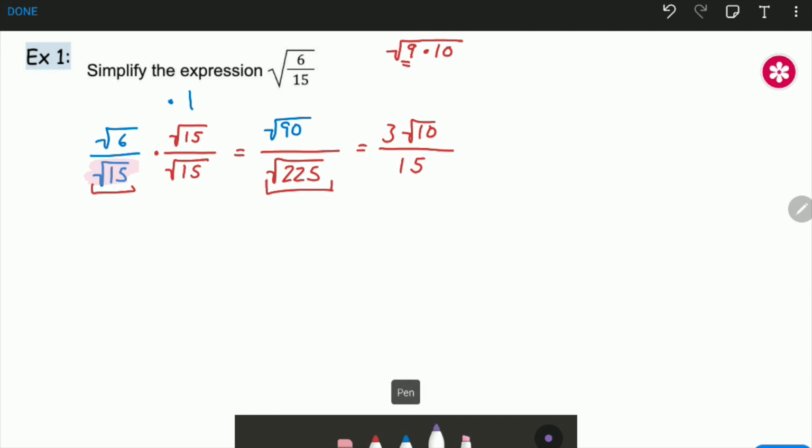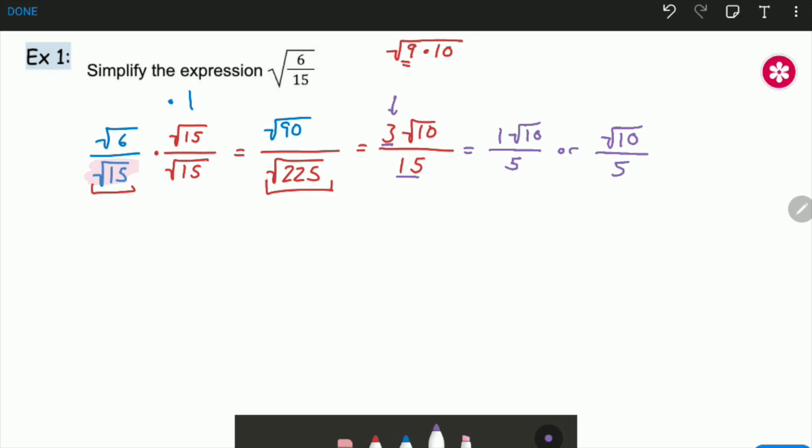In some cases, we may need to check to see if we can reduce. So in this case, if we look at the top coefficient and the bottom number, is there anything that goes into both 3 and 15? Yes, there is. 3 goes into both of them. So we'll divide them both by 3, giving us 1 radical 10 over 5, or just radical 10 over 5.